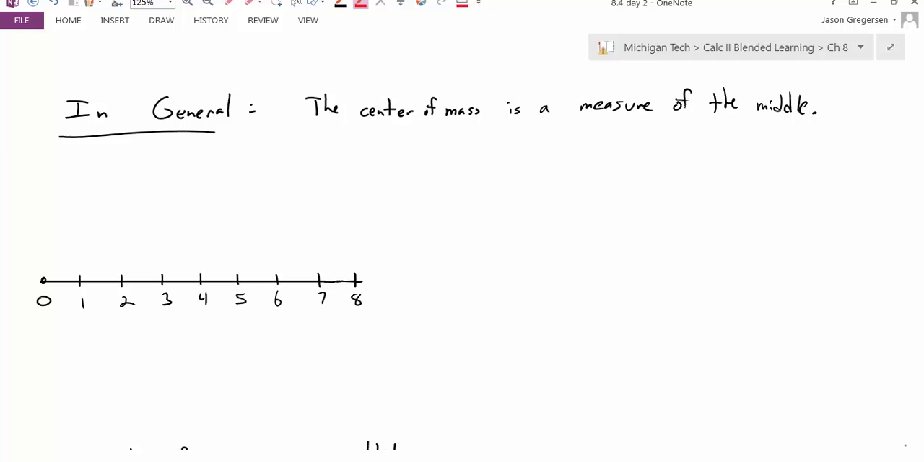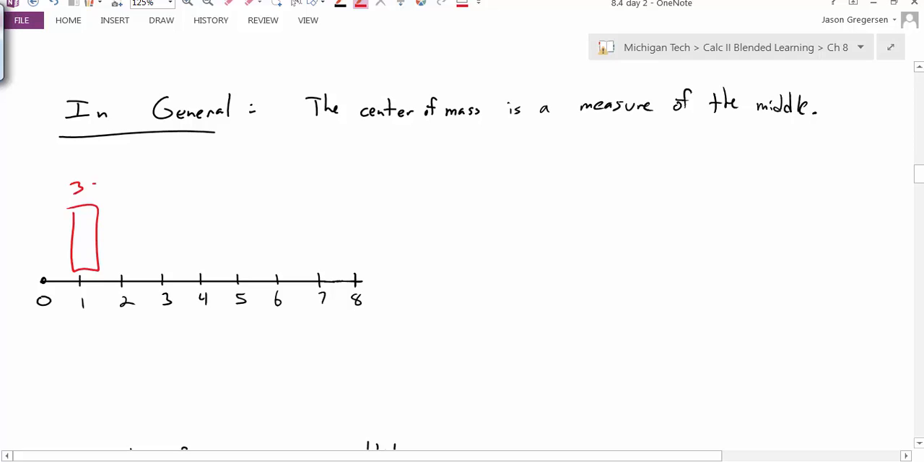But what happens is I add different weights to different positions along my thin metal rod or whatever this object is. So what if I put, for instance, a 3-gram object at position number 1. Would I still be able to balance this thing if I put my finger at 4? No, I'd have to move it over to the left to compensate a little bit. So if I added some other objects here, 2 grams here, 1 gram here, and I wanted to balance things, I had to figure out where do I put my finger.